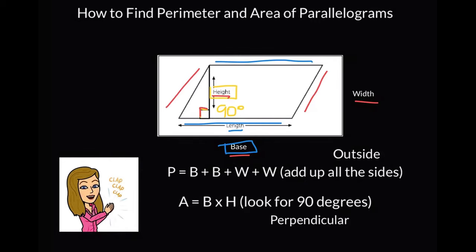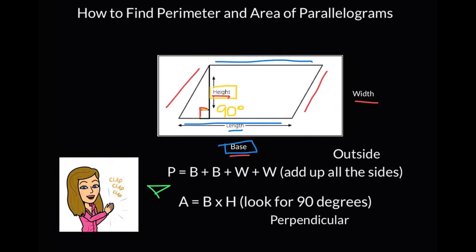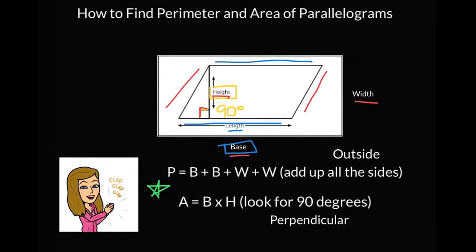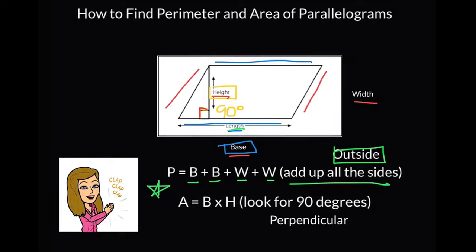Now we'll go ahead and take a look at our super fun formulas on the bottom here. Perimeter is the same as finding the perimeter for rectangles and squares. We add up all the sides on the outside of our figure. So we'll add our base plus our base, which remember is the same thing as length, and then we'll add our width plus our width. So altogether, we're adding the four outsides of our figure.